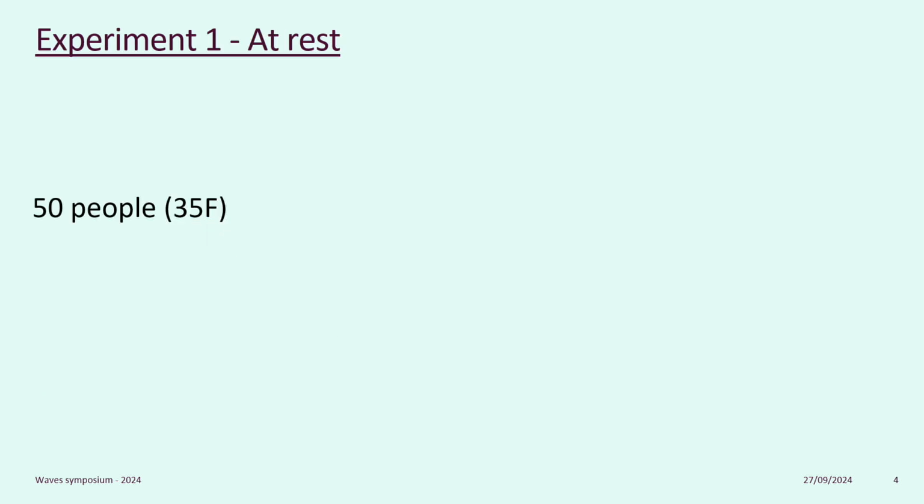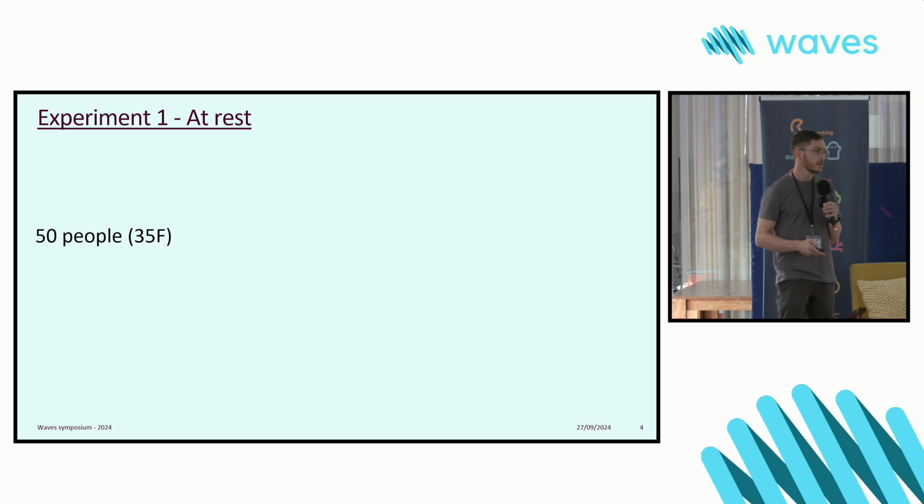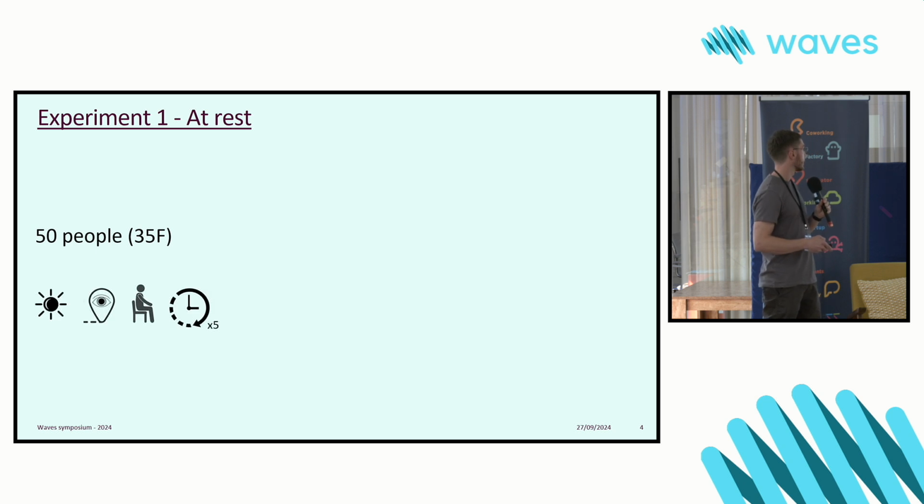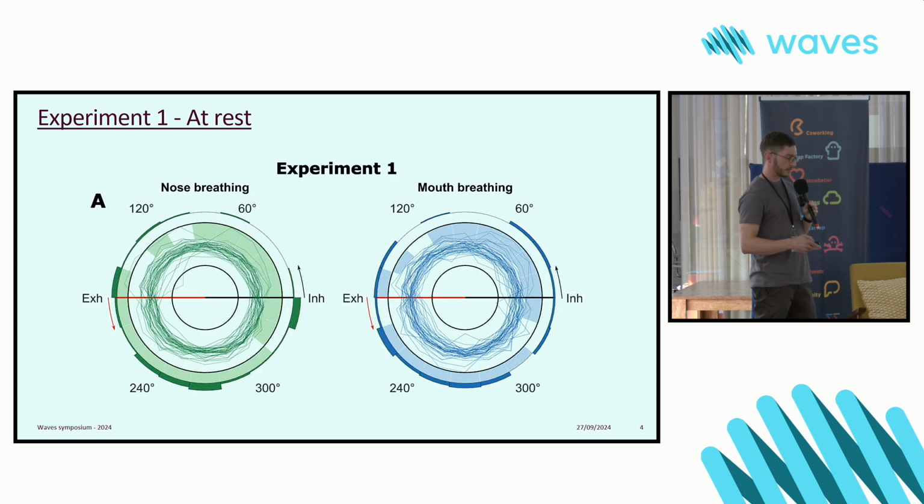So we started by collecting data from 50 people at rest. We collected both their respiration and the pupil size. And the experimental conditions were quite simple. They were sitting in a chair in front of a computer screen at approximately 60 centimeter distance, where they had to look at a fixation cross. And we asked them to come in twice, once while they were breathing through their nose and once while they were breathing through their mouth. And here are some initial results.